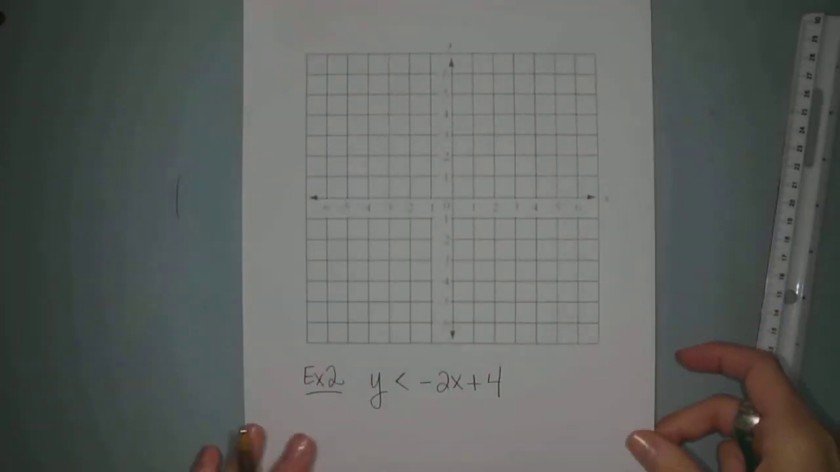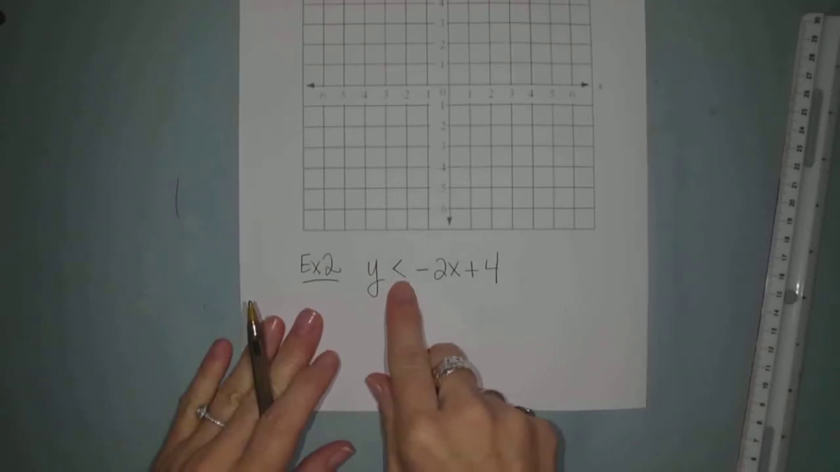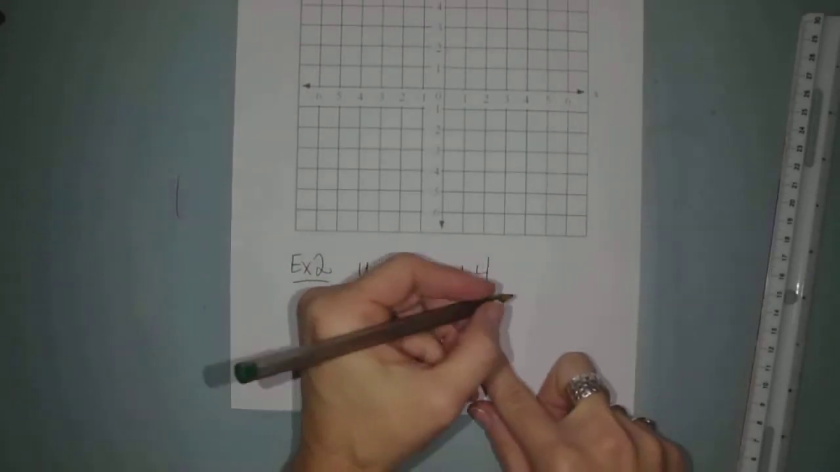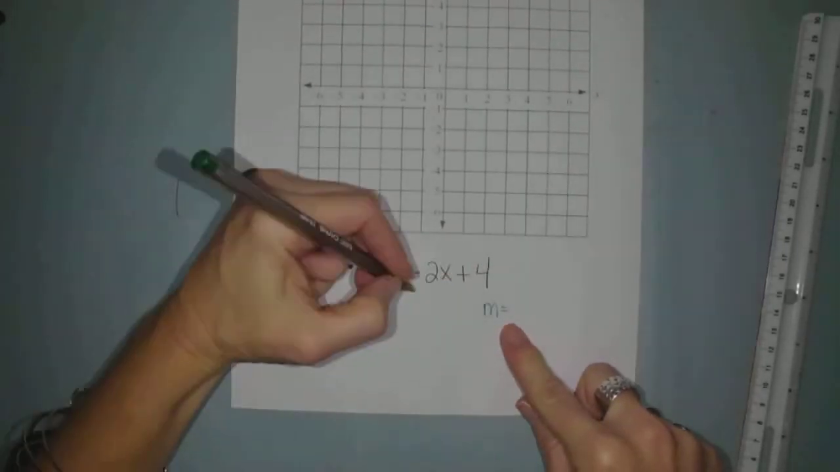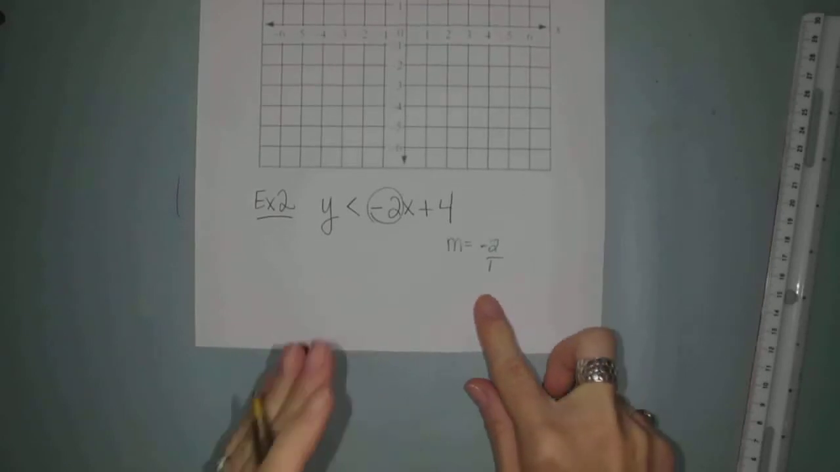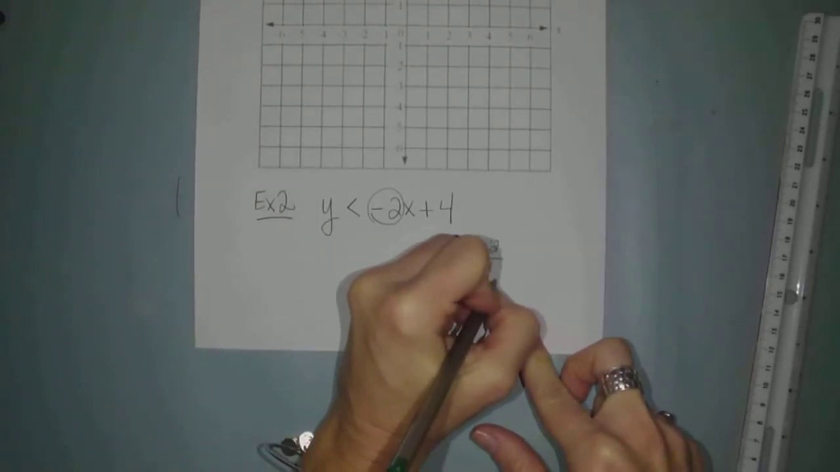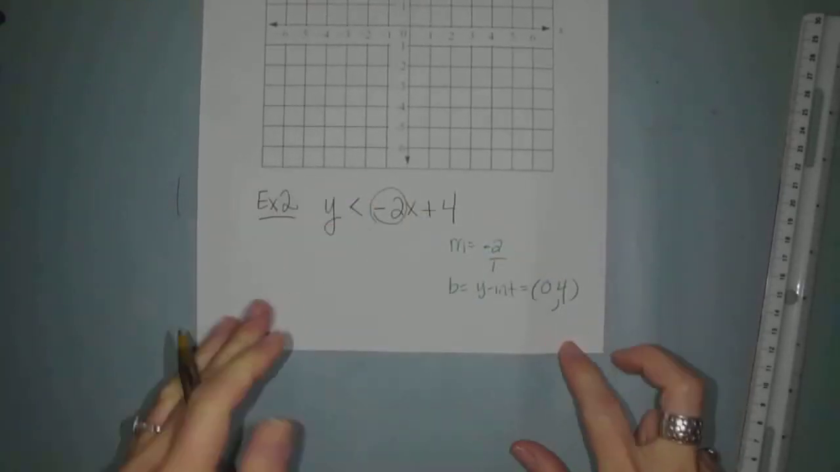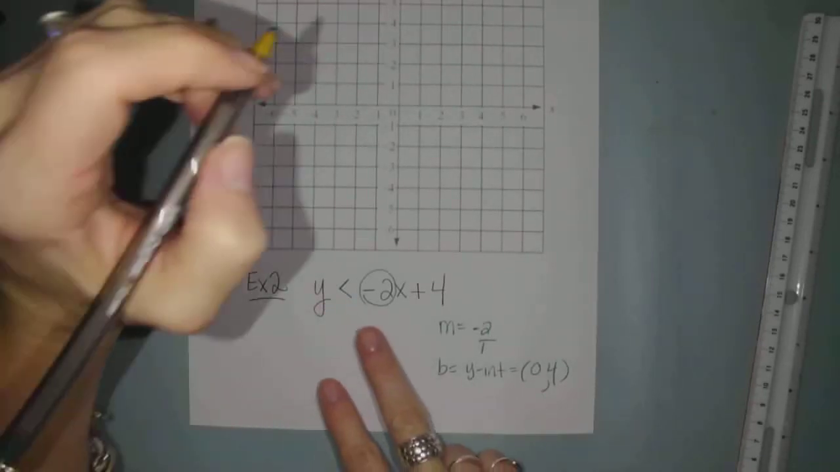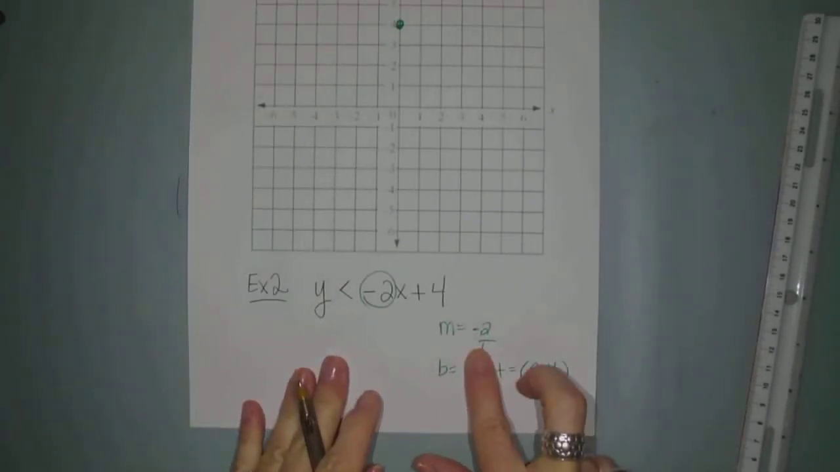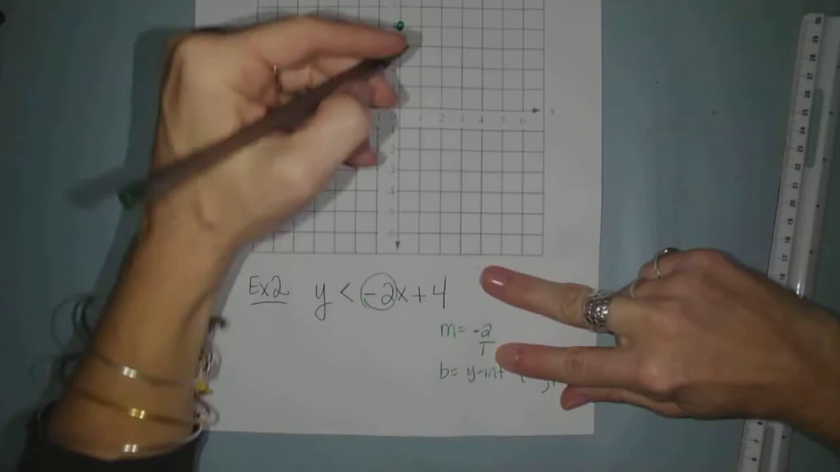Okay, so the rest of these examples will move along pretty quickly. Here's example 2. We're going to copy down y less than negative 2x plus 4. Again, slope-intercept form. So my slope is right here, negative 2, which I'm going to write as negative 2 over 1. And my b, or my y-intercept, is 0, 4. So I'm going to go ahead and plot 0, 4. Okay, 0, 1, 2, 3. Here's 0, 4. And from there, the launching point, come down 2 and right 1.